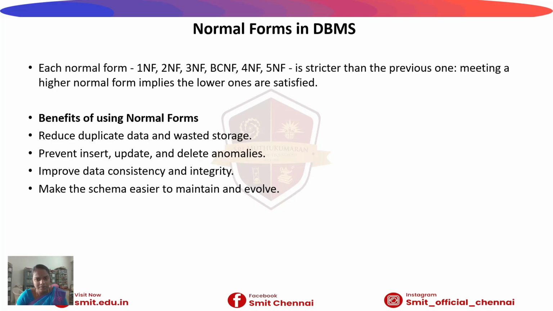Moving on to normal forms. There are 5 normal forms, okay? Each is stricter than the previous one, so a higher normal form implies the lower ones are satisfied. Actually, what is the benefit of using normal forms? While using normal forms, it reduces duplicate data and wasted storage. Prevents insert, update, and delete anomalies. Improves data consistency and integrity. Makes the schema easier to maintain.